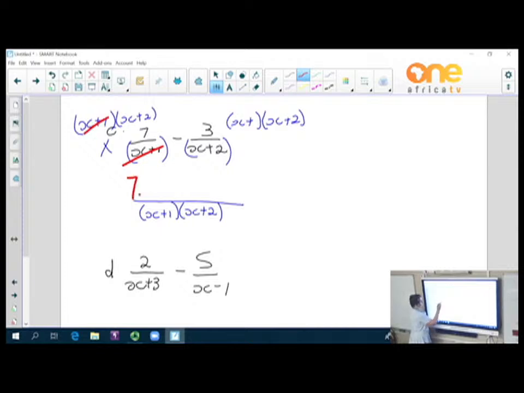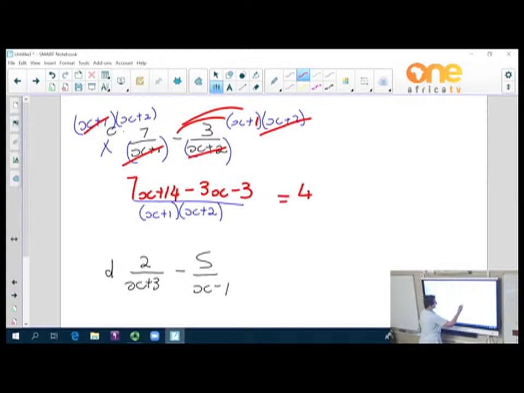Then you have 7x plus 14. This can cancel. That one is plus 1. Now remember, there's a negative 3 now in front. So you have to multiply the negative 3 with each one there, which makes it negative 3x minus 3. Look at that one. That's where we make mistakes. And the final answer is then 4x plus 11 over x plus 1, x plus 2.